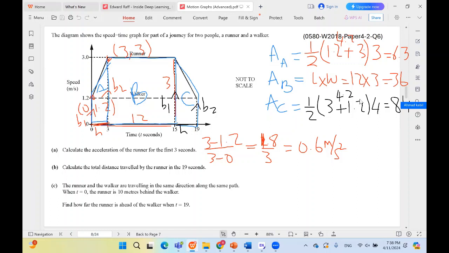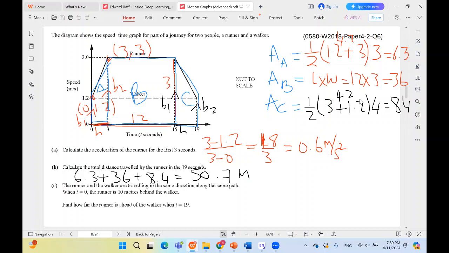So the total distance traveled would be the summation of these 3 numbers. We have 6.3 plus 36 plus 8.4. We can add them up, and we can find the total distance. So 6.3 plus 36 plus 8.4 gives us 50.7 meters.